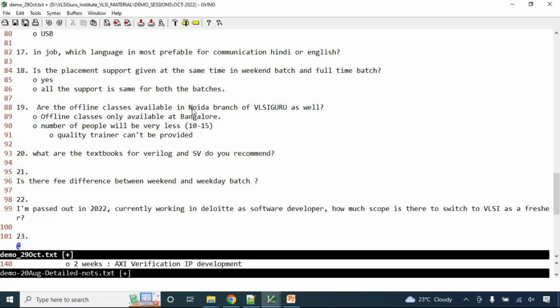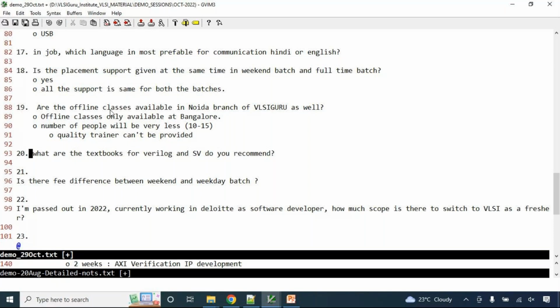So when people come, each batch has a minimum strength. Let's say I have a minimum strength of 25 people in a batch. Then I can always give that quality. I can maintain the quality because every day I have to offer a quality session. Every day I cannot compromise. That happens only when I have some minimum number in a batch.